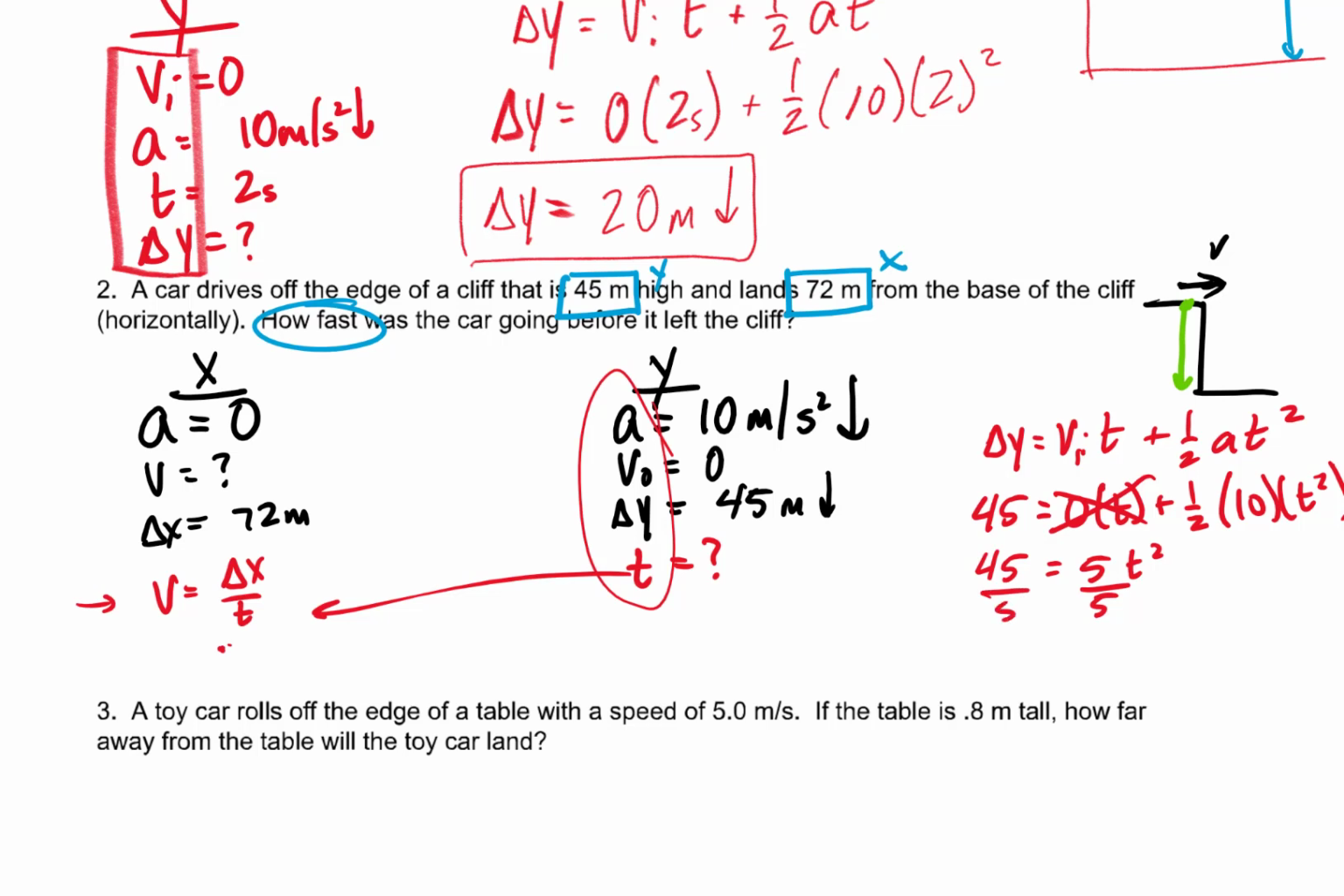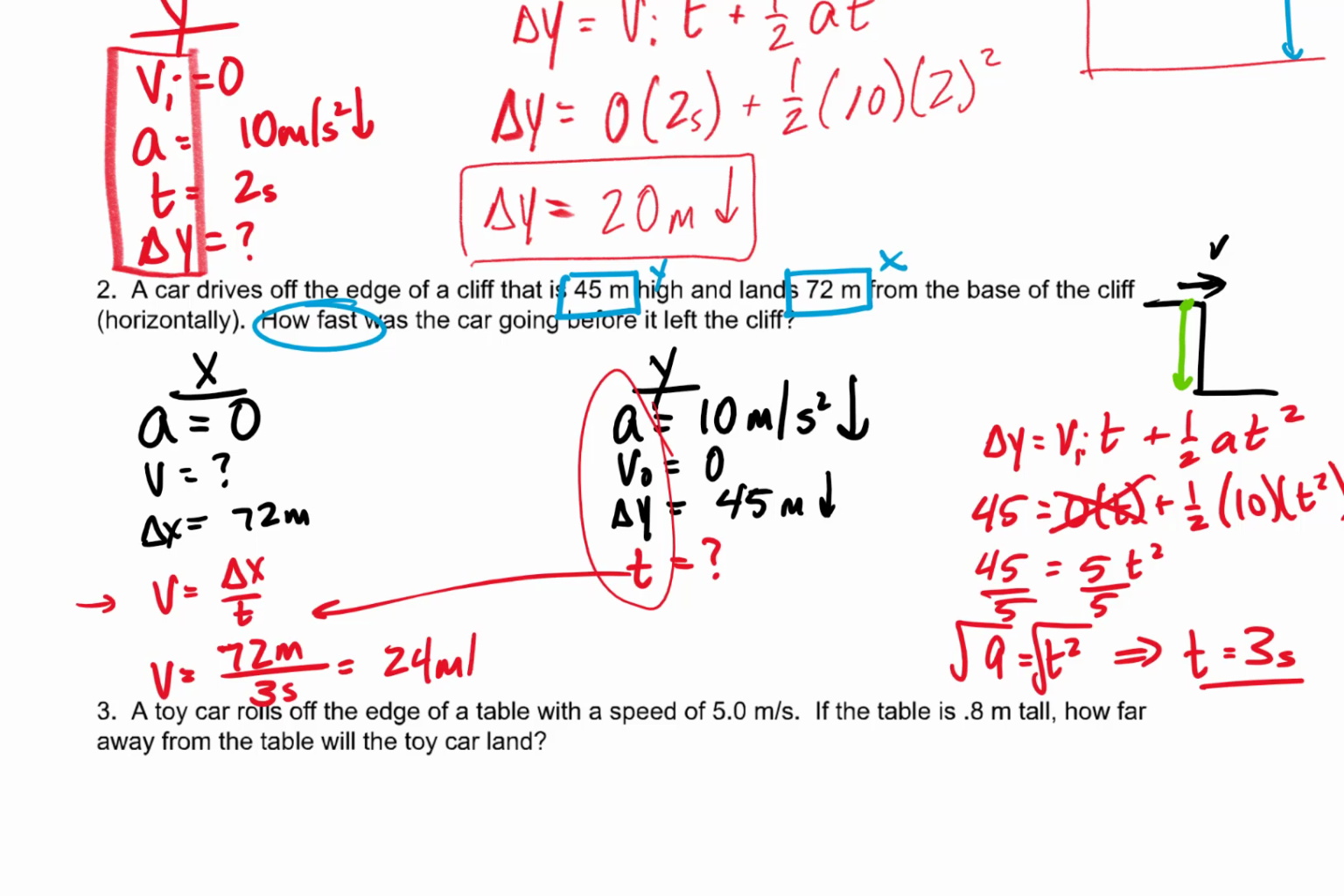Divide both sides by 5, and I get 9 is equal to t squared. So what that tells me after I square root both sides is that t is equal to 3 seconds. So I can take that over here and say, all right, well, the velocity in the x direction is 72 meters divided by 3 seconds. That makes the velocity in the x direction 24 meters per second.